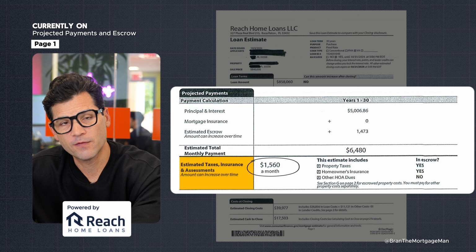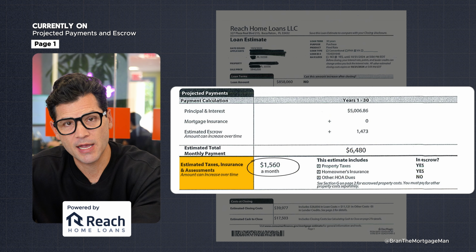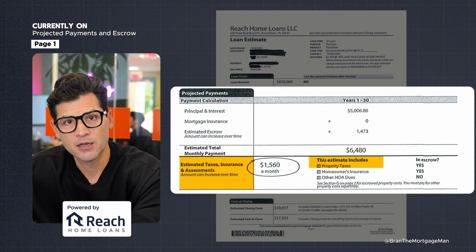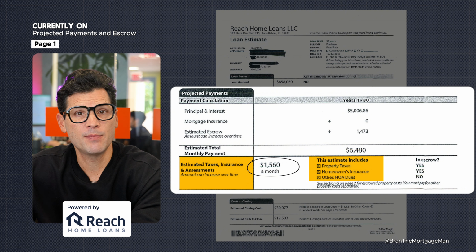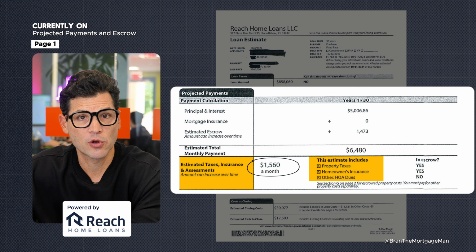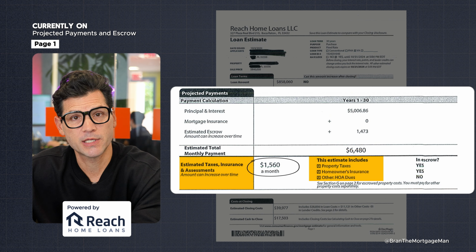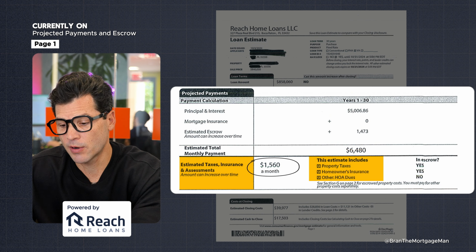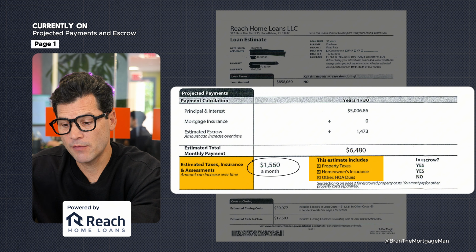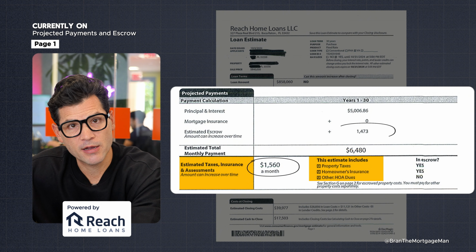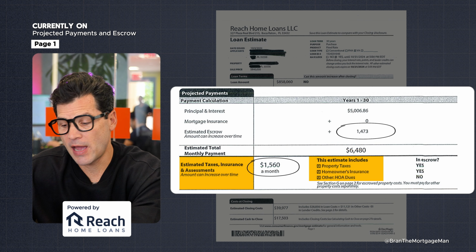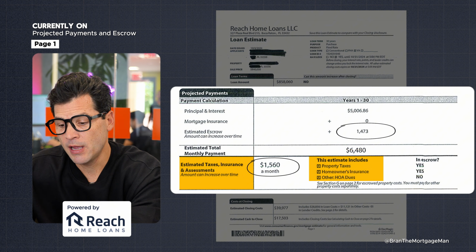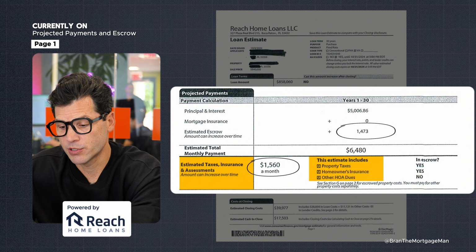What the $1,560 represents are the property taxes, the homeowner's insurance, and any homeowner's association fee that might be on the property, of course, only if there is a homeowner's association fee for the specific property you're buying. In this case, there is. So we said just above that the estimated escrow is $1,473, but we see $1,560 below that. That's because this property has an HOA fee. That's why those numbers are different.